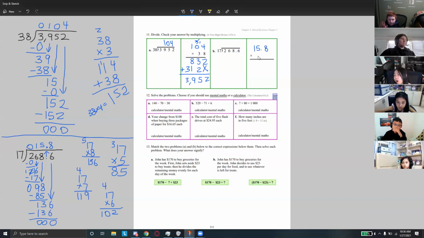And so to double check this, we will do 15.8 times 17. We don't need to line up the decimals because we are multiplying by decimals. Okay, so 7 times 8, 56 again. 7 times 5 is going to be 35 plus 5 is 40. 7 times 1 is 7 plus 4 is 11. Now 1 times 8 is 8, 1 times 5 is 5, 1 times 1 is 1. Add all the numbers up. 6 plus nothing is 6, 0 plus 8 is 8, 1 plus 5 is 6, 1 plus 1 is 2.